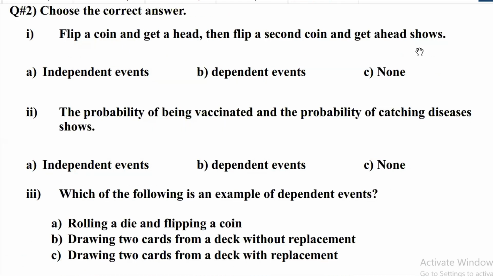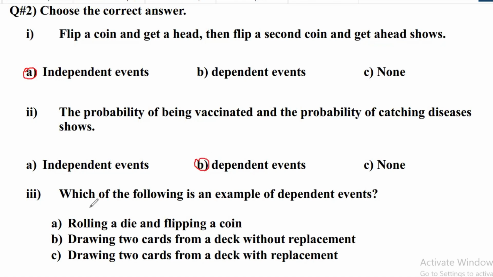Now we will solve the MCQs related to combined events. The first one is: flip a coin and get a head, then flip a second coin and get a head shows independent events, dependent events, or none. So it is independent, as I said earlier. The probability of being vaccinated and the probability of catching a disease: of course, when there is vaccination, there is a low rate of disease. So it depends on vaccination. So it means it is dependent events, so we will select part B.